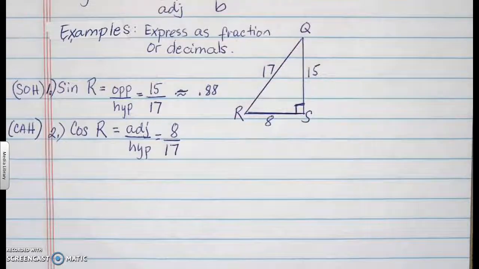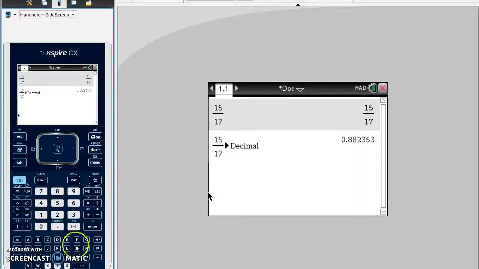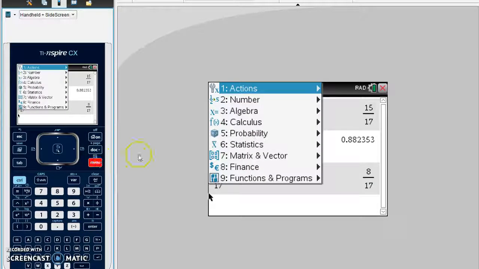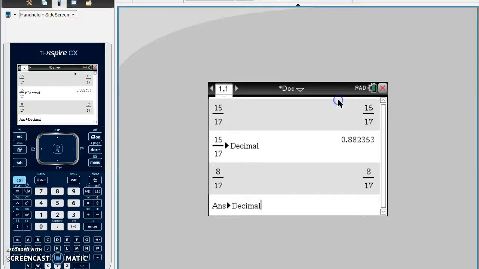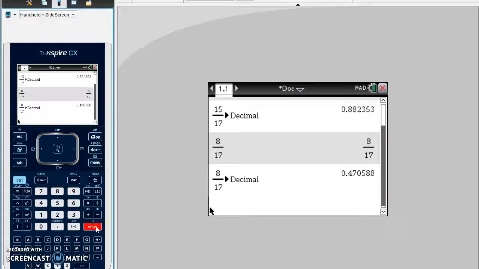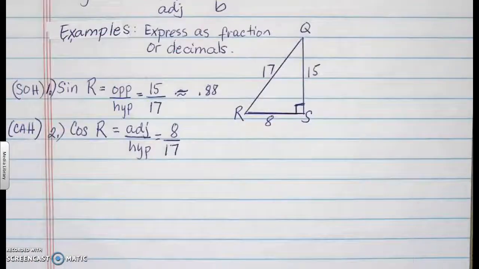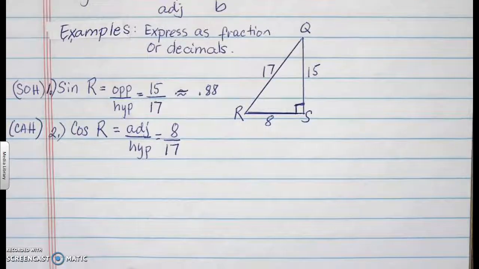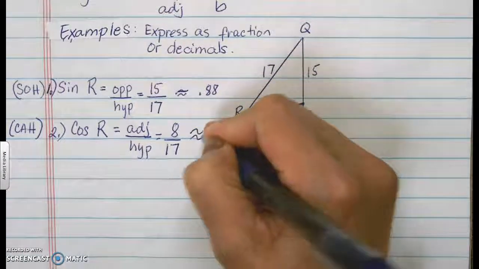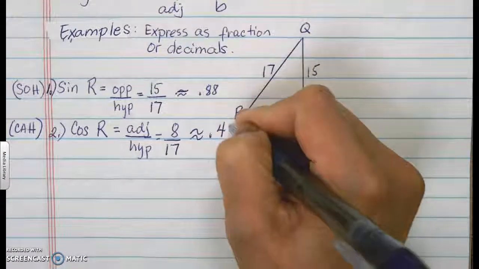You're going to go to your calculator and divide by 17. You're going to transform this into a decimal, and your answer is 0.47. And you're going to come back here and put in approximately 0.47.